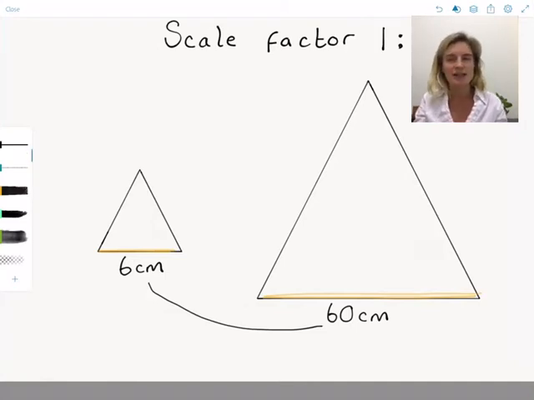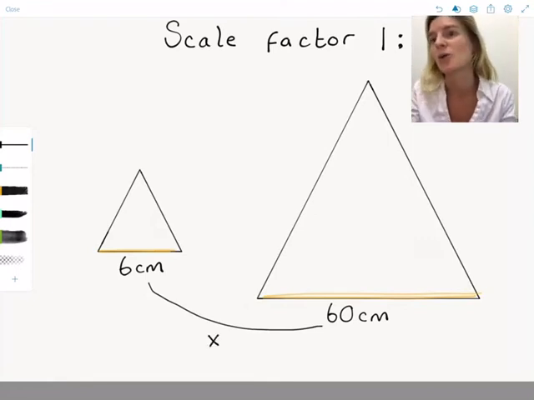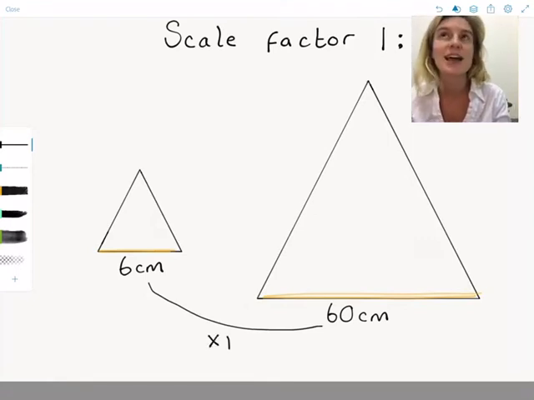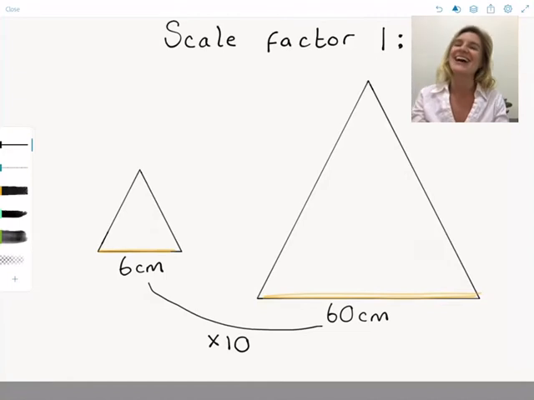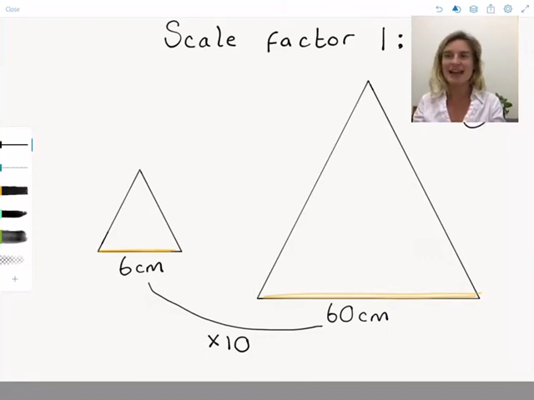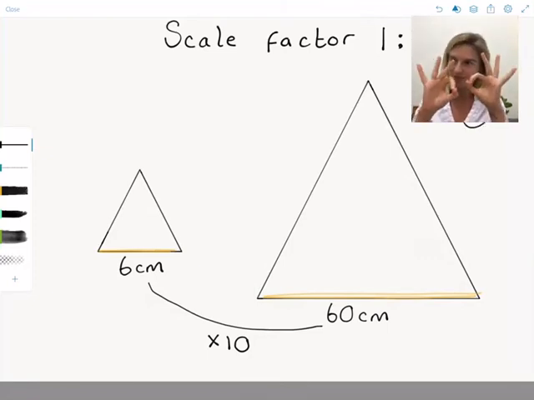I bet you know what it is. I bet you're screaming it at me right now. 6 times 10. You got it. 6 times 10 is 60. So we know our scale factor is 1 to 10. Smiley face. Well done, girls.